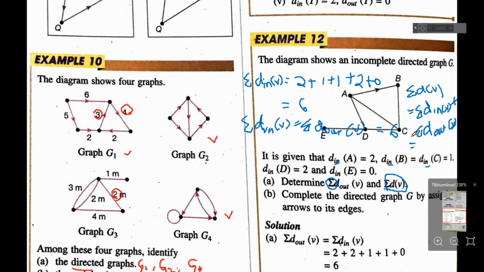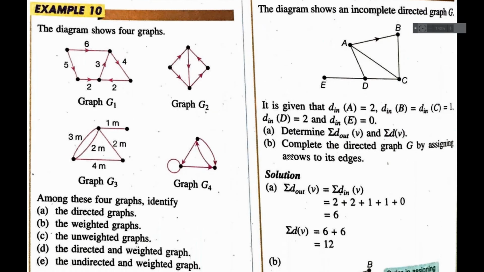Then we will have 6 plus 6 equals to 12. So the answer will be 12. B. Complete the directed graph by assigning arrows to its edges. Okay, so based on this information, can you complete this graph?